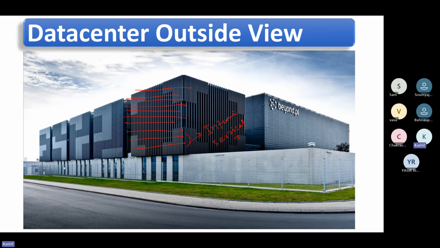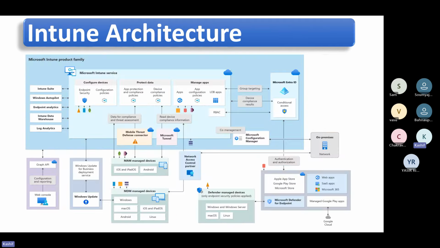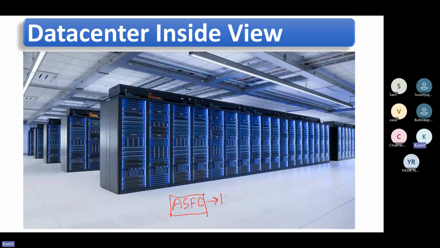Now let me take you to the inside view of the data center. The inside view is like this. Intune services are running basically in an Azure Service Fabric cluster. That is called the Azure Service Fabric cluster. What is an Azure Service Fabric cluster? Now in an Azure Service Fabric cluster, you will have multiple containers. For example, let's assume you will have 1000 containers.